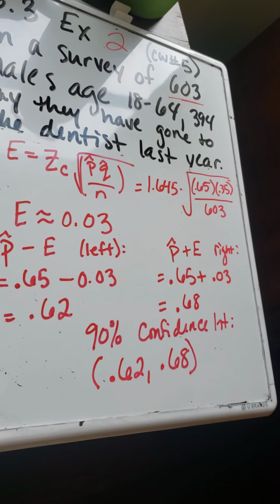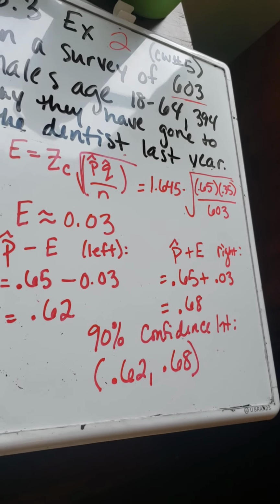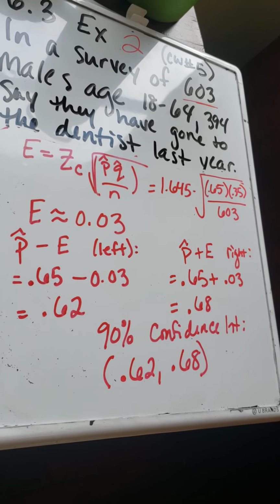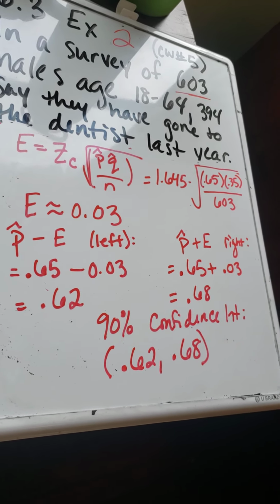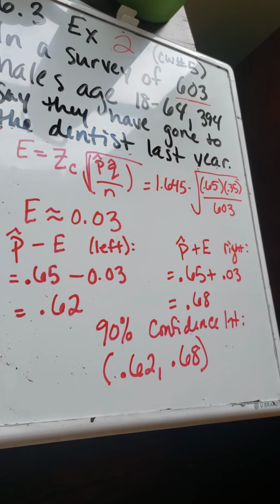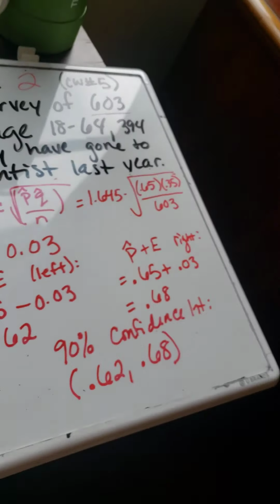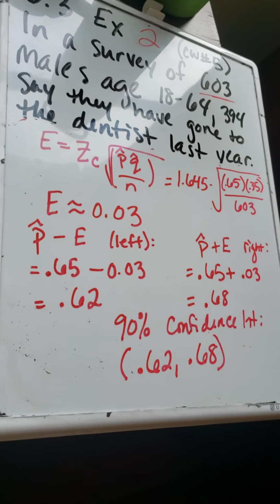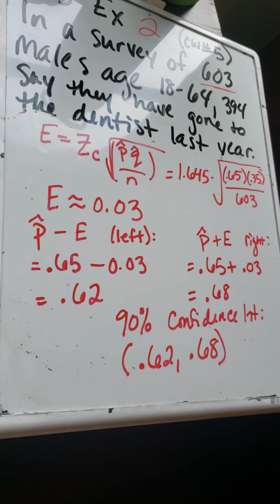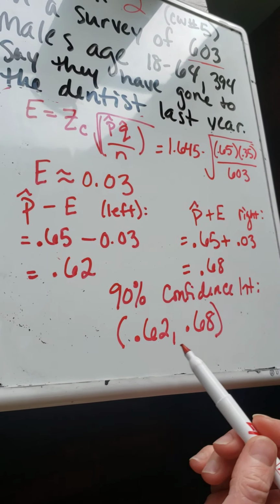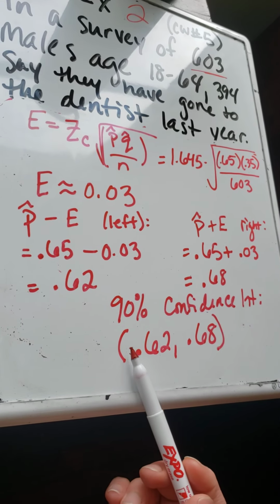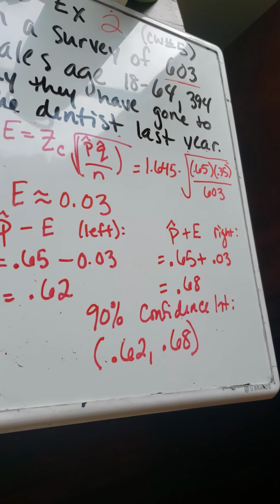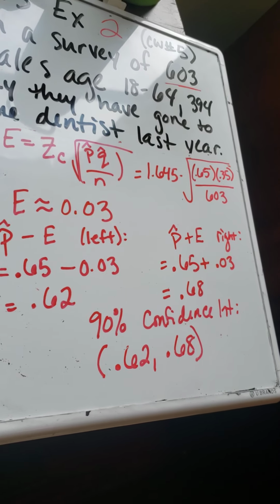And what that is saying is that with 90% confidence, it can be said that the sample proportion of males ages 18 to 64 who say they've gone to the dentist in the past year is the population proportion. We have 90% confidence that the actual population proportion would be between 0.62 and 0.68, and we're 90% confident that it's in there.